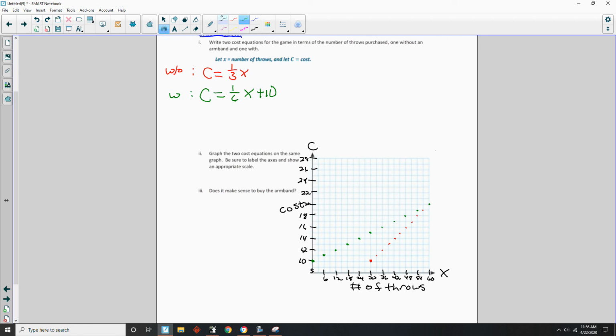And we meet right here. 60 throws, regardless of whether we have an armband or not, will cost us $20. So, does it make sense to buy the armband? Well, here's the armband. So it's costing us more money for less throws until we catch up to this red one. And then the red one's going to exceed and the green one's going to be cheaper. So it only makes sense to buy an armband if we throw more than 60 times.